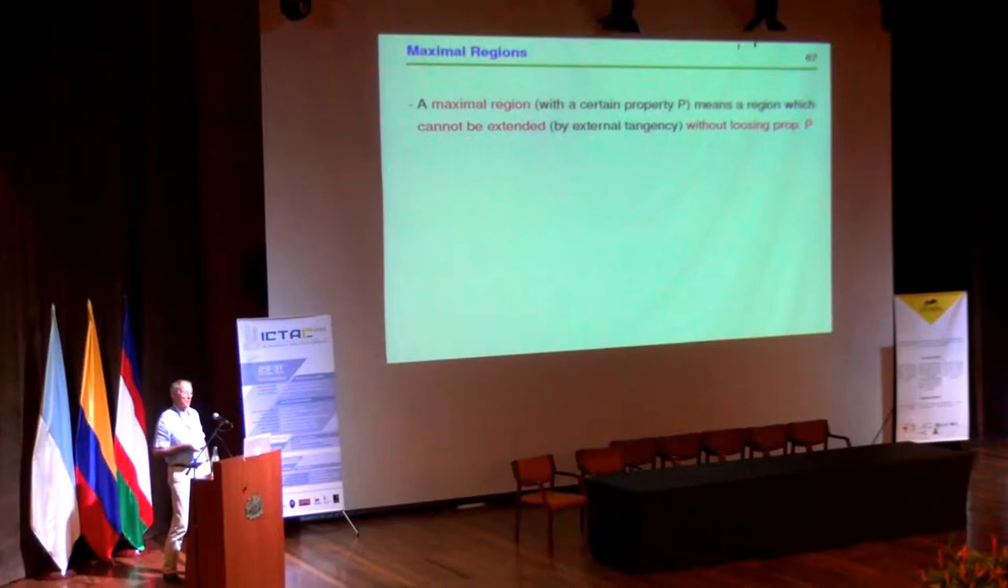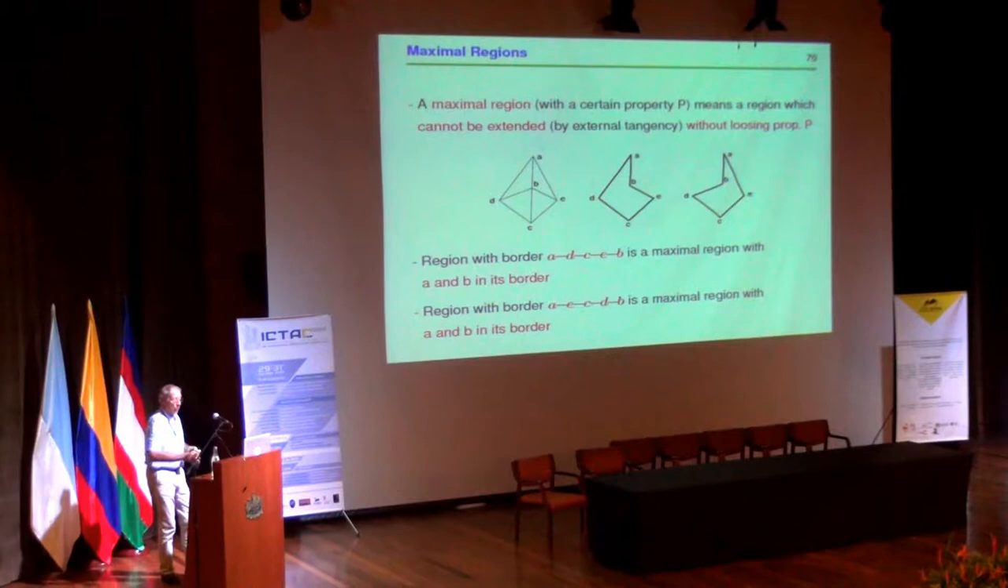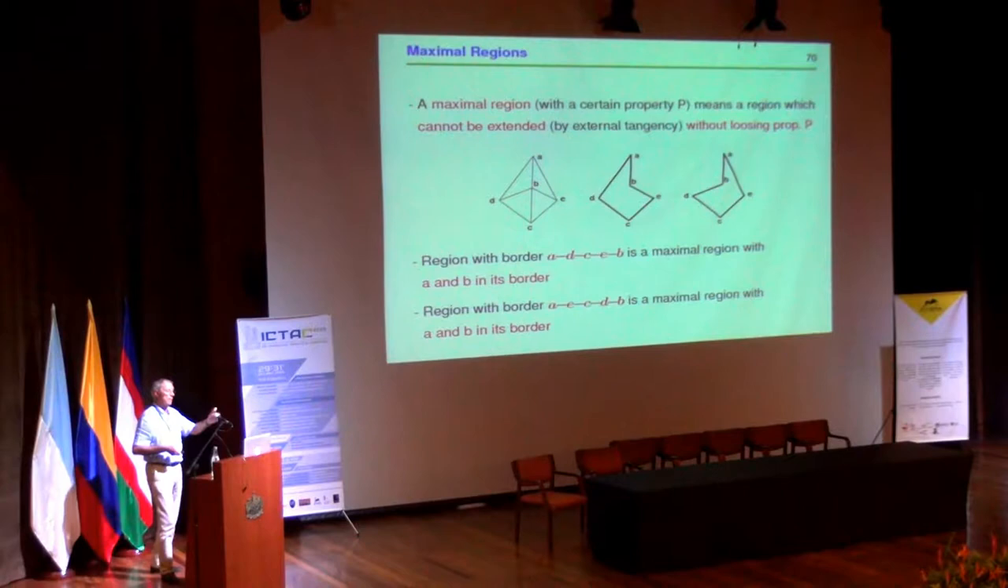Now the notion of maximum region. A maximal region with a certain property P means a region which cannot be extended by external tangency without losing the property P. So here is a drawing. We have this system of regions, and here the region with border A, D, C, E, B is a maximum region with AB in its border. This is a property, to have AB in its border. And there is another one, which is A, E, C, D, B. So we might not necessarily have a single maximum region, but we might have several of them. So this is the definition of a maximum region.